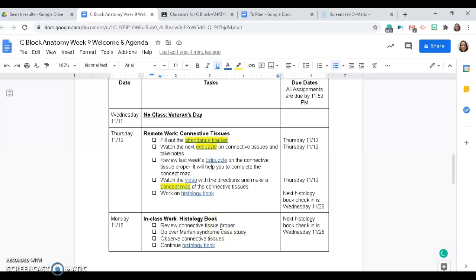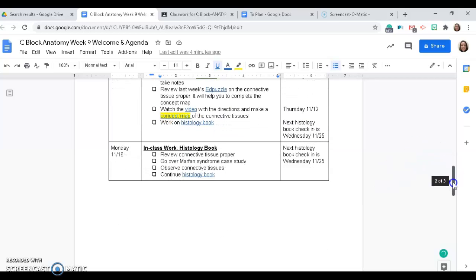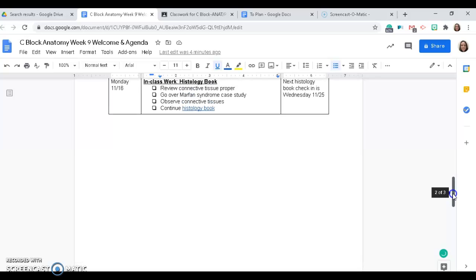In class, we're going to review some of the connective tissue proper concepts. We'll go over the case study that you did last week, and we'll do some microscope work and continue working in the histology book, the virtual microscope version in class.